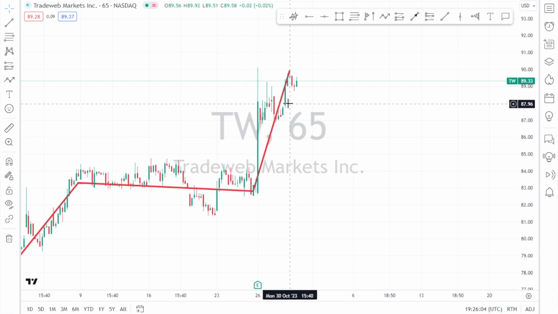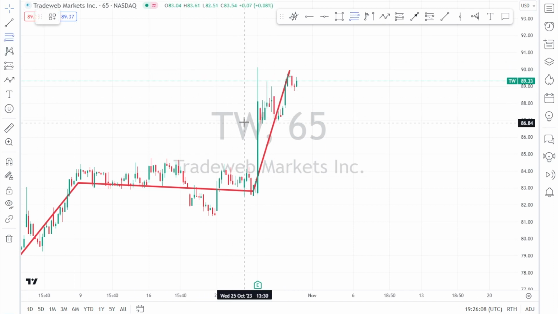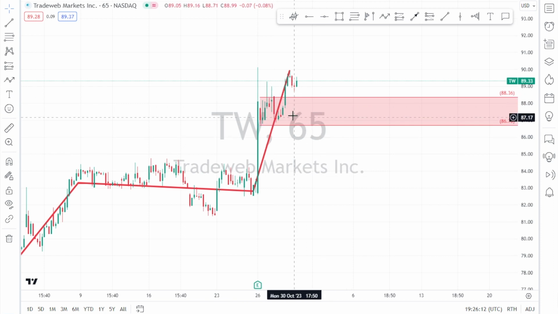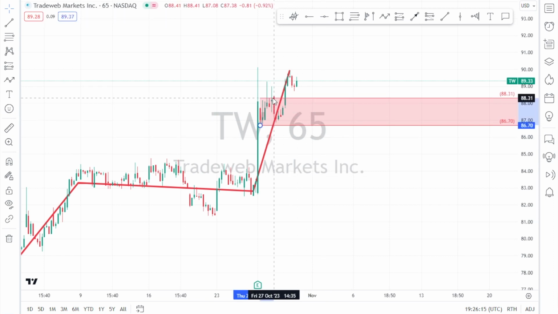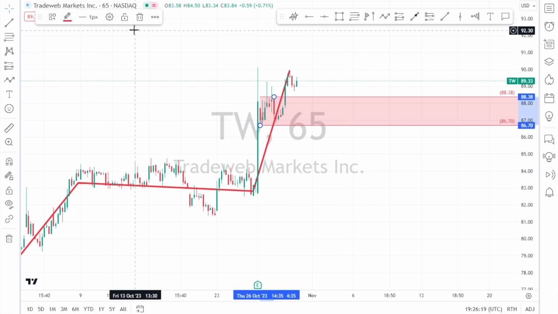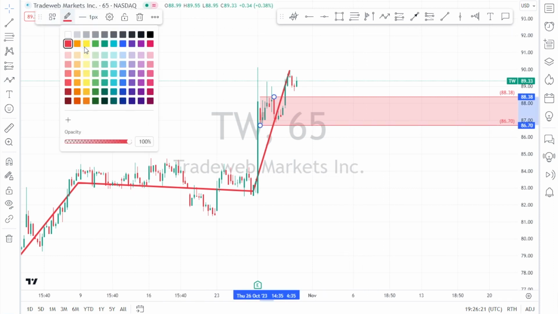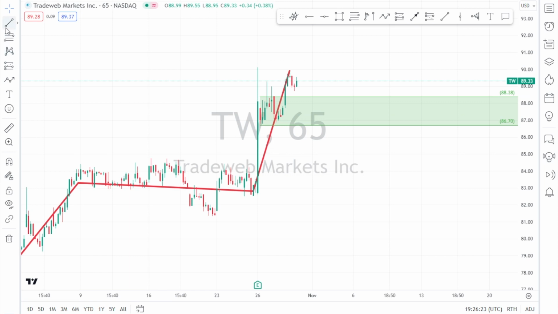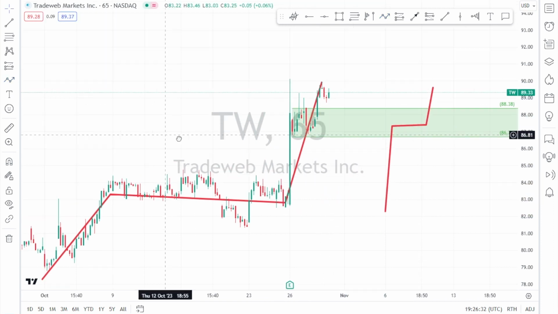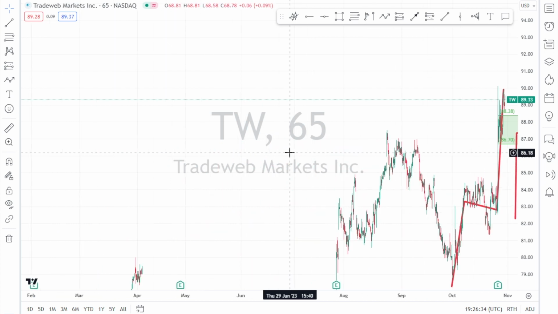Now, when I look at this whole thing right here, this whole thing looks like a base to me. It's sloppy, it's a thin stock, and it's jumping around quite a bit. But I'm going to use this whole thing as a base. Why? Well, let me draw this right here. It's messy, but it came up, it went sideways, and it broke out to a new high. All-time new high for the stock, I believe. Is it? Yeah.